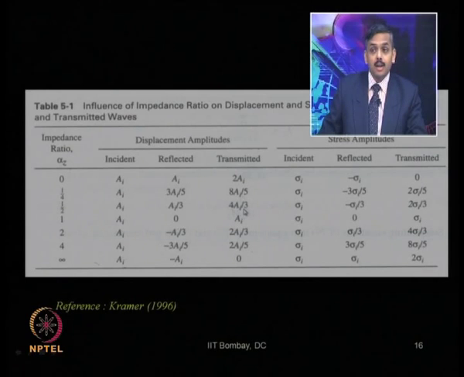What does it mean? That means the displacement amplitude of the transmitted wave increased from what was there for the incident wave. Okay? Let us look at the stresses. Stress of the incident wave is this one, the reflected wave is this minus, that is opposite direction, and the transmitted wave stress is 2/3 of the incident wave. So, stress is not increasing, it is reducing for most of our practical geotechnical earthquake engineering problems. But where the big difficulty arises is with respect to this displacement.